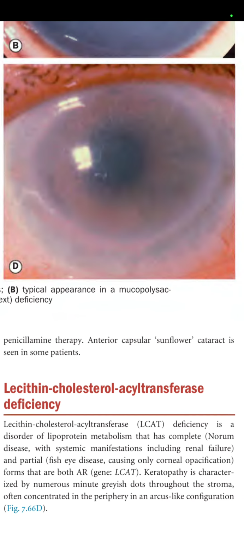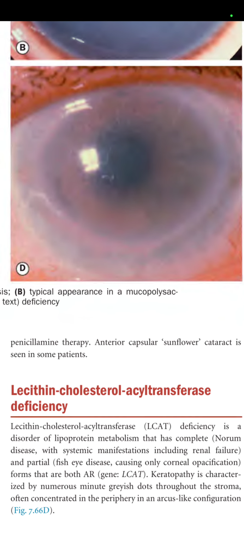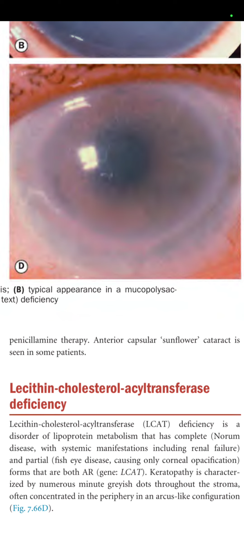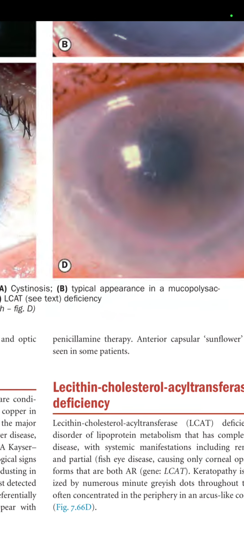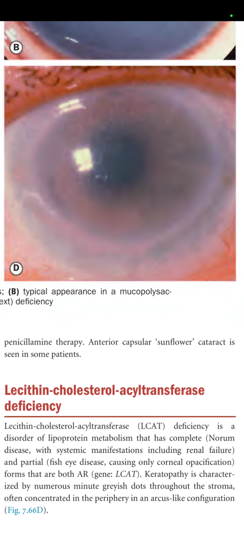Lecithin cholesterol acyltransferase deficiency, LCAT deficiency, is a disorder of lipoprotein metabolism that has complete Norum disease with systemic manifestation including renal failure, and partial fish eye disease, with only corneal opacification. Both are autosomal recessive, gene LCAT. Keratopathy is characterized by numerous minute grayish dots throughout the stroma, often concentrated in the periphery in an arcus-like configuration. So what is it saying?